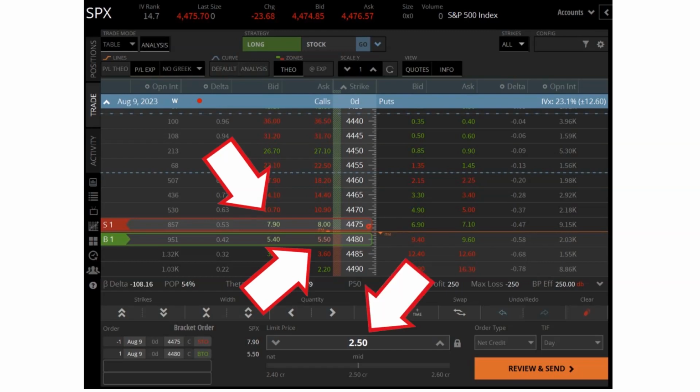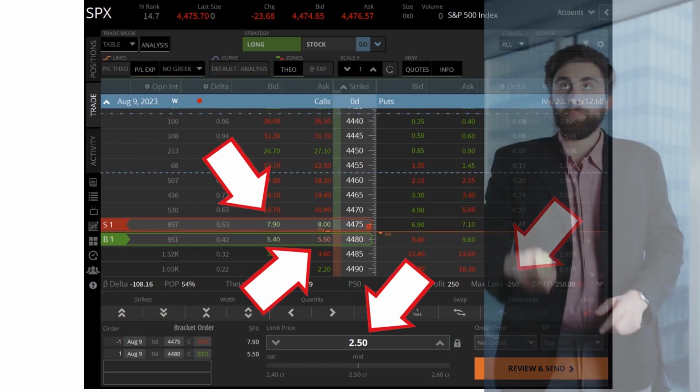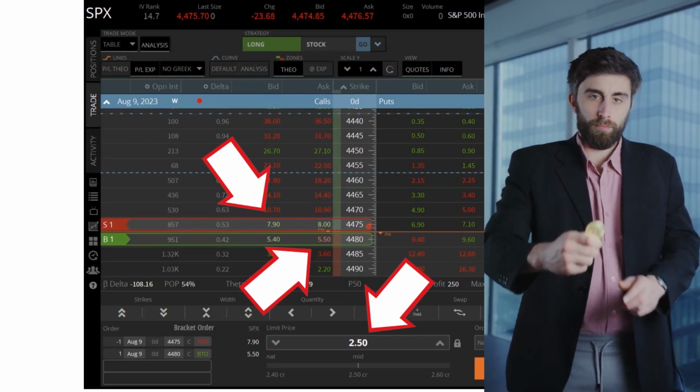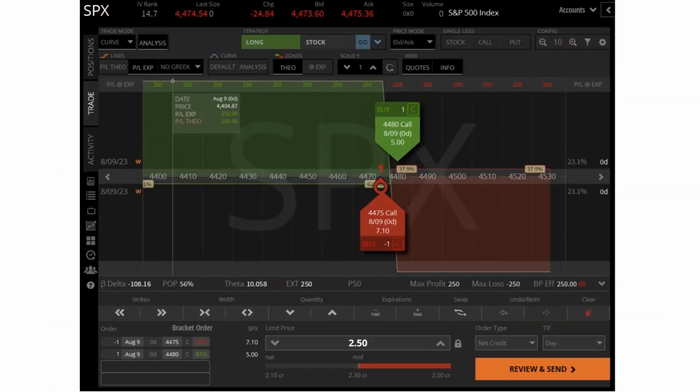And we collect $250 upon placing the trade, and the width of the spread is $5, so the max we can lose is the $5 minus the $250 collected, so it is $250 as well. So it's basically a coin flip. We can make $250 or lose $250. We switch to the curve mode and see that we make the $250 as long as SPX stays below the 44.75 short strike price by the end of the day. So we're betting that the SPX moves down in price.